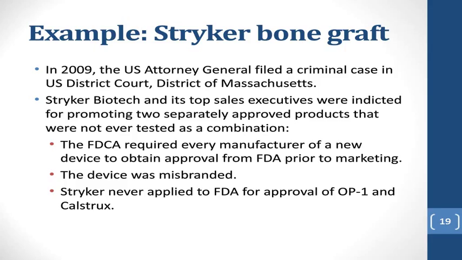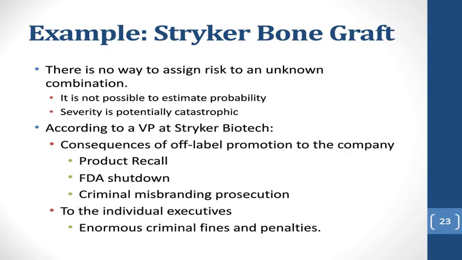And the problem, this was actually an internal document that the lawsuit quoted. There was a sales meeting at Stryker Biotech, and a vice president said this was potentially a very severe problem, because what could happen? Well, there could be a product recall. The FDA could come in and shut us down. We could be criminally prosecuted, and individual executives could have criminal fines and penalties. Well, that's exactly what happened. The government went in, and it was a criminal prosecution.